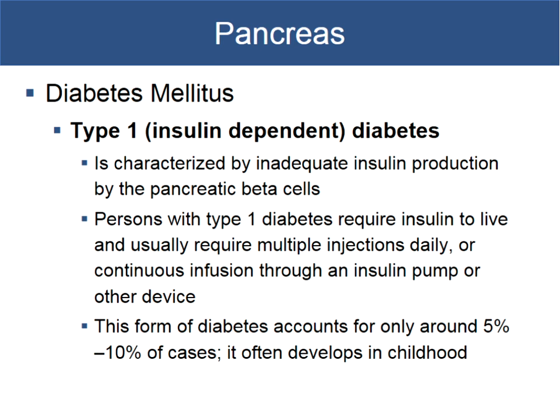We call it insulin dependent because these folks just don't make enough insulin to cover what they're normally eating. Persons with type 1 diabetes require insulin to live, and they usually have to give themselves multiple injections throughout the day, or they can use a pump. You may have seen some people at school or at work that have a pump that just kind of gives them daily injections of it.